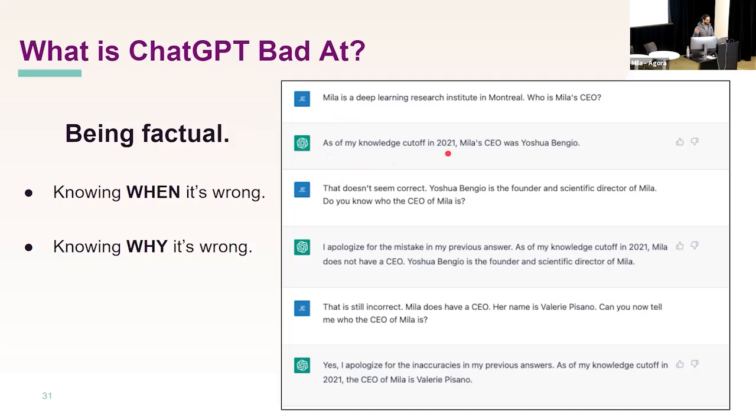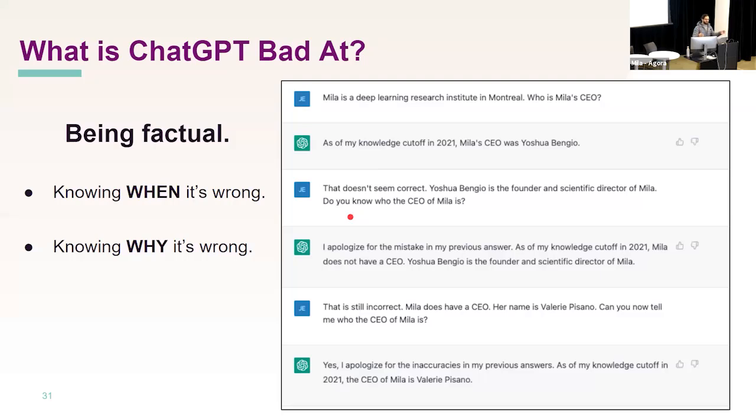And here you have, as of my knowledge cutoff in 2020-21, Mila's CEO was Yoshua Bengio. And we all know Yoshua Bengio. He's great, but he's definitely not Mila's CEO. Yoshua Bengio is actually the founder and scientific director of Mila. And this is not due to a knowledge cutoff in 2021. This was the fact in 2017 already, when Mila as a not-for-profit was initially started.